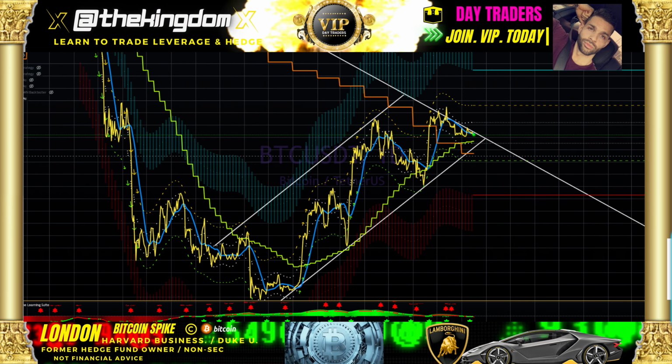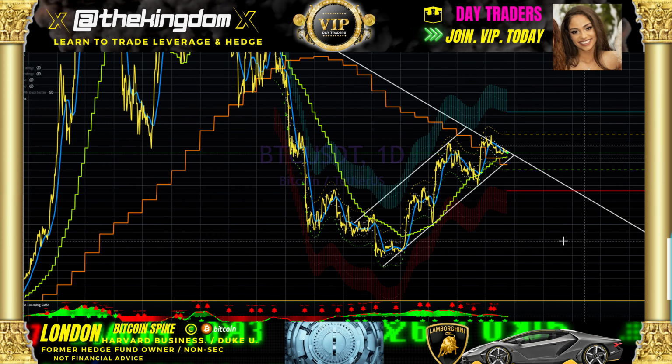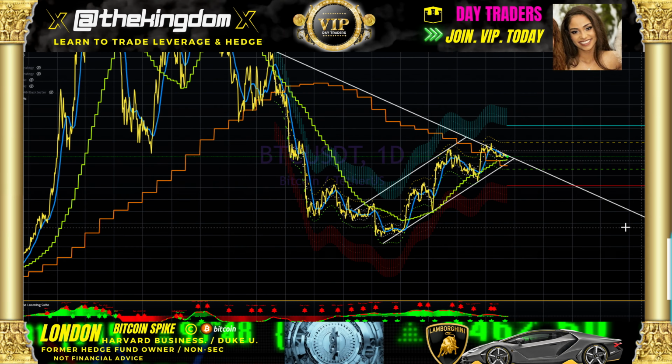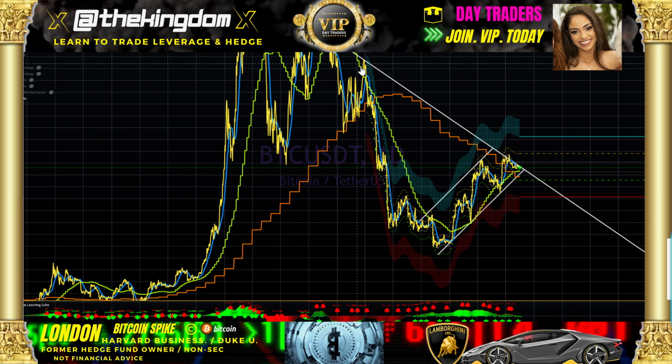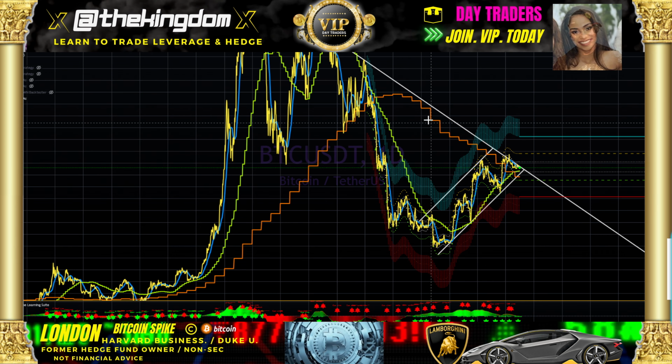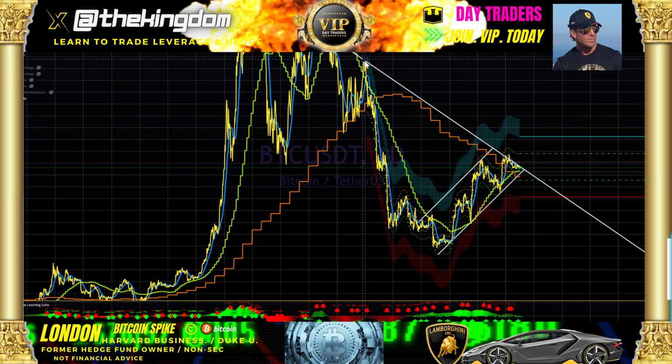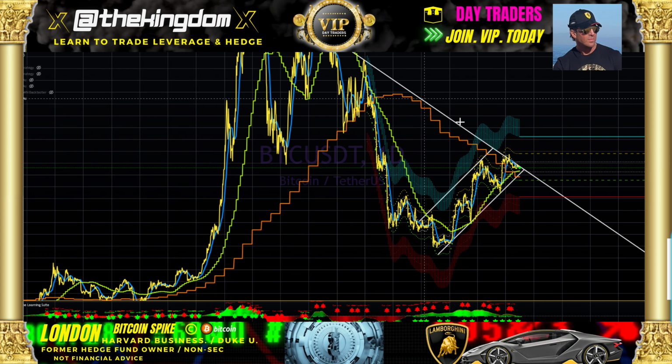Then you have the wild card, okay? The wild card, I'm going to say, is this heavy laden macro level of resistance, this monthly that is the entirety nearly of that bump and run. See that, guys, just parallel travel down along that level of resistance on the bump and run.